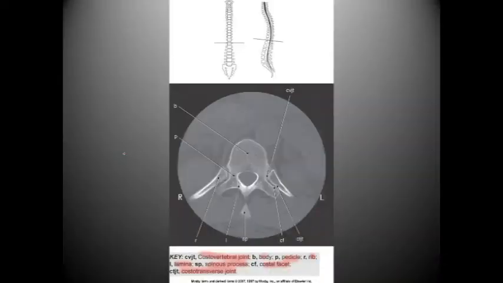So what it actually looks like in CT is always different than what it looks like in a drawing. You can make a drawing look however you want it to, but CT is vastly different. So we see that we have the body, this area. We have the pedicle, the lamina, the transverse process, spinous process, and we have the costovertebral joint and the costotransverse joint. Very important to keep these in mind because you will be seeing these later.